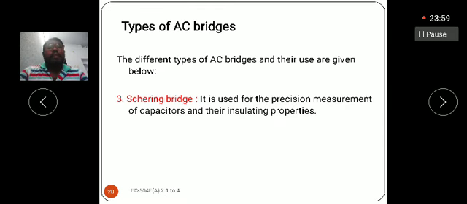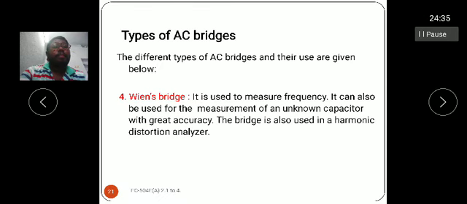Third one is the Schering bridge. It is used for the precision measurement of capacitors and their insulating properties. Generally a capacitor has two insulated parallel plates, and then we are measuring the capacitance values. With the help of the Schering bridge we are doing the precision measurement of capacitors and their insulating properties. The insulating property of the capacitors can be measured with the help of the Schering bridge. This is the third bridge in the AC circuits.